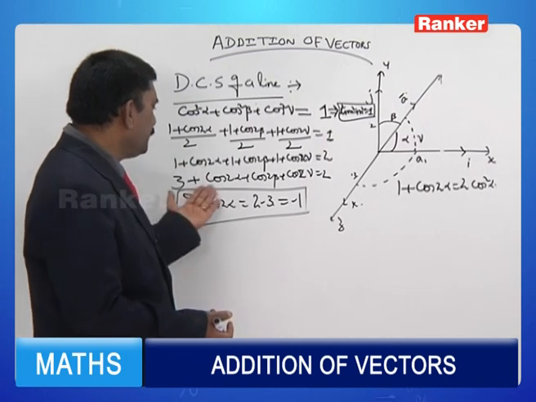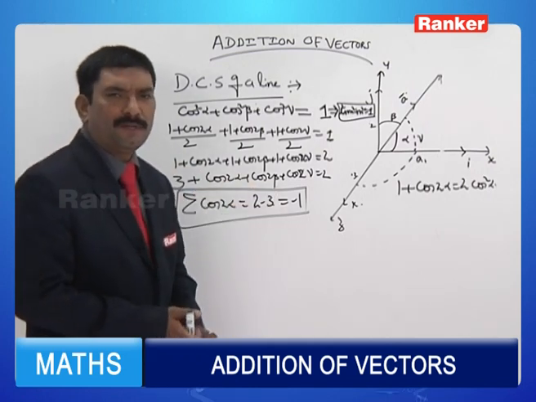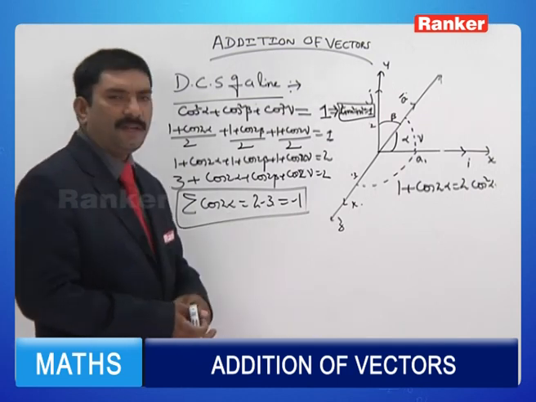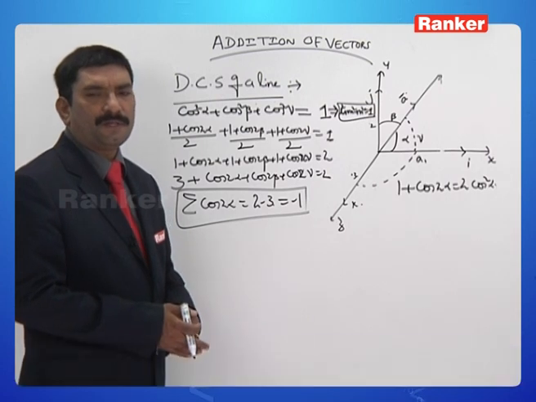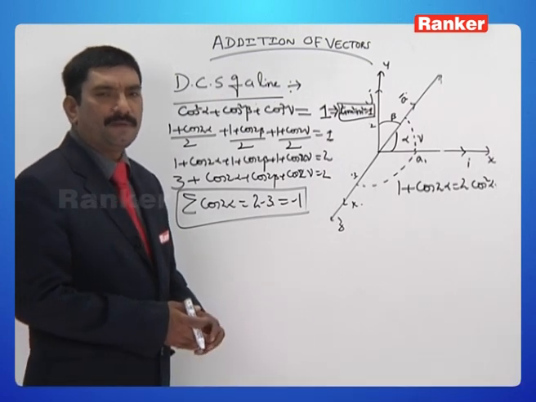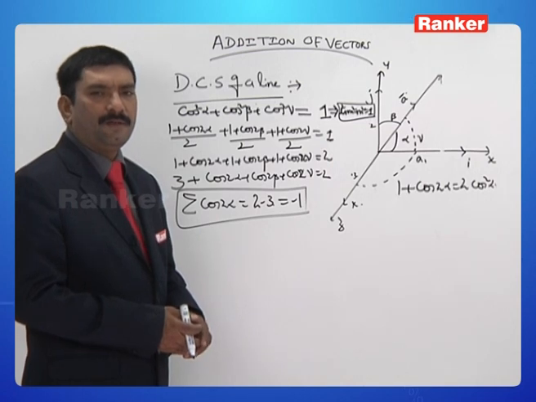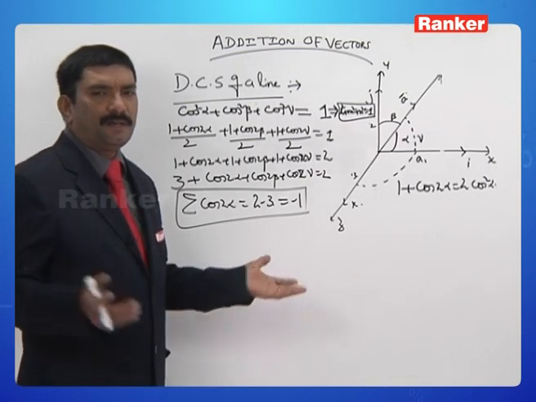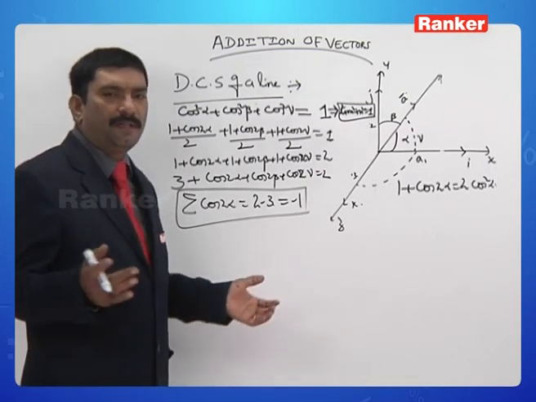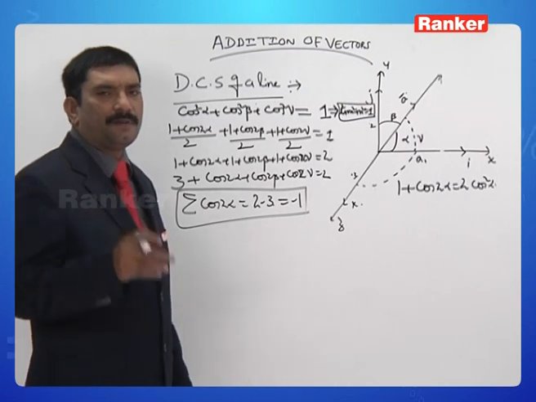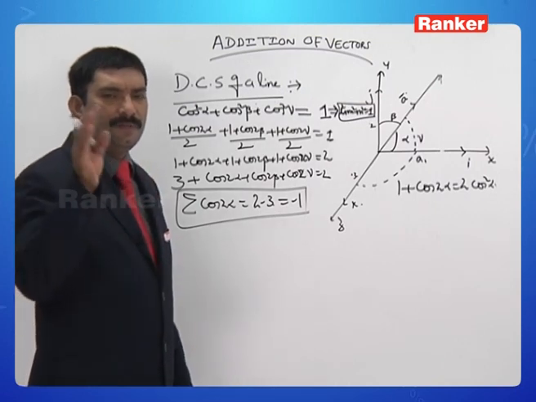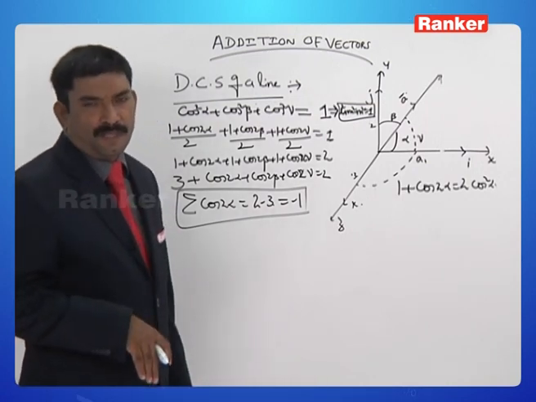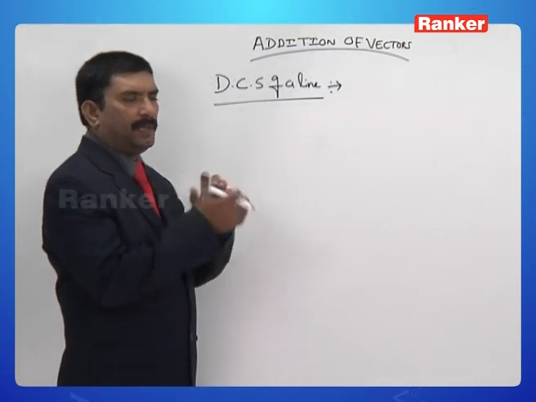Then, simplifying, I got cos 2 alpha plus cos 2 beta plus cos 2 gamma is equal to 2 minus 3. Transfer 3 to that side. It becomes sigma cos 2 alpha is equal to minus 1. Hereafter, whenever and wherever we come across L, M, N or the DCs of a line, or L, M, N which are nothing but cos alpha, cos beta, cos gamma, the DCs of a line, yes, sigma cos square alpha is equal to 1. Sigma sin square alpha is equal to 2. Sigma cos 2 alpha is equal to minus 1. Followed. Next, now the application of direction cosines.